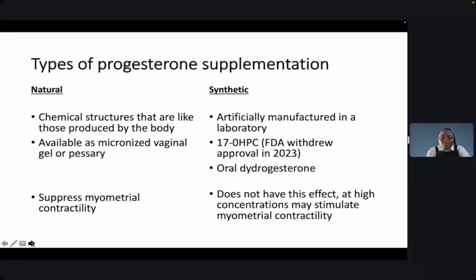And the oral one that is quite available and used a lot by our reproductive unit is the oral dydrogesterone, which is called Duphaston. This one does not have an effect in terms of myometrial contractility, but in high dosages or concentration, it has been shown that this can stimulate myometrial contractility.